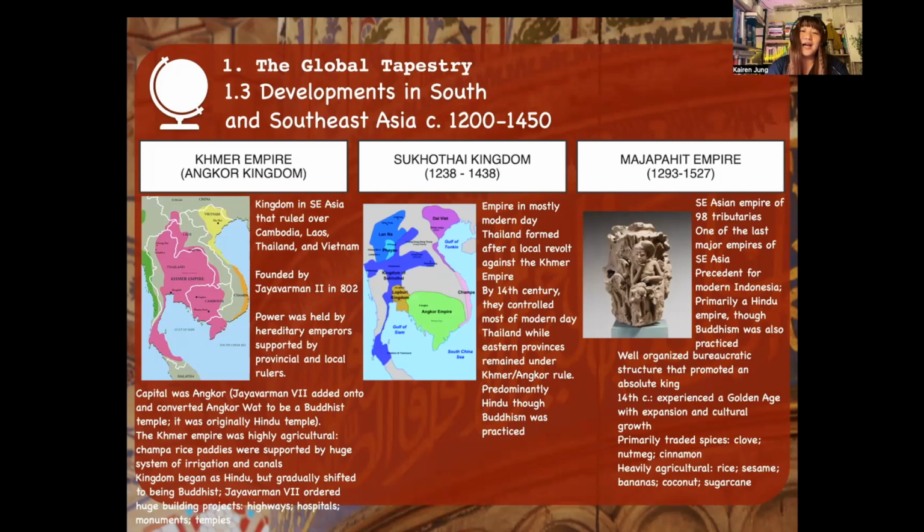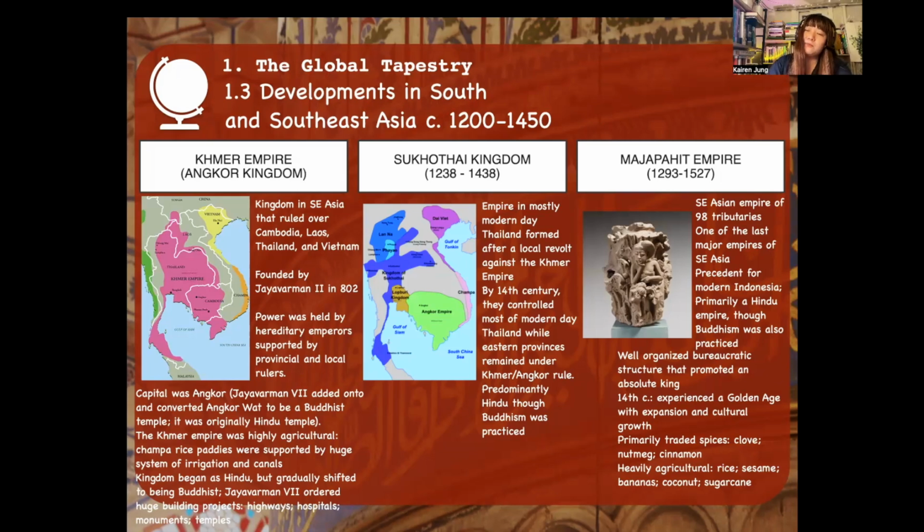Now let's look at the Sukhothai Kingdom. The Sukhothai Kingdom lasted from 1238 to 1438. Just know that it's relatively contemporaneous to the Khmer Empire. It inherited a lot of its landmass as well as its populace. It was an empire in mostly modern-day Thailand, formed after a local revolt against the Khmer Empire. By the 14th century, they controlled most of modern-day Thailand, while eastern provinces remained under Khmer and Angkor rule. They were predominantly Hindu at this time, although Buddhism was practiced.